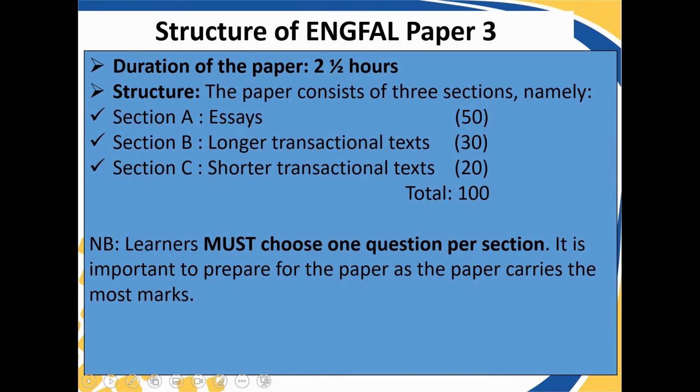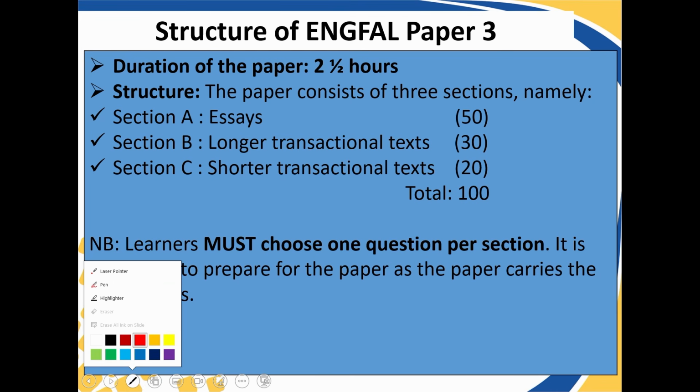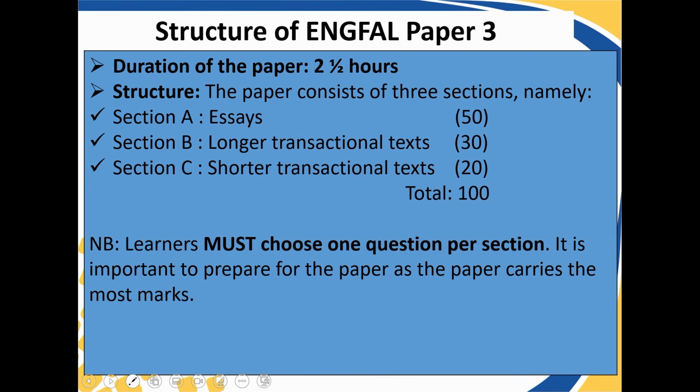But before I zoom in on the specific sections, I want you to be familiar with the structure of the paper. Paper 3 is a paper that is set for 2.5 hours. It consists of 3 sections. Section A, the essay. Section B, the longer text. And Section C, the shorter transactional text. It is a paper that is out of 100 marks.